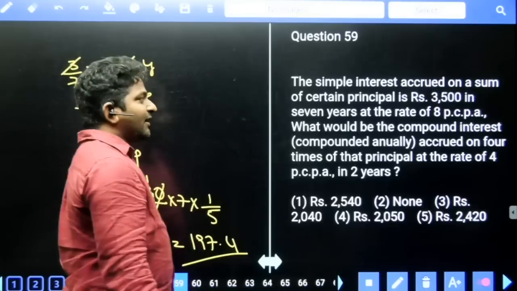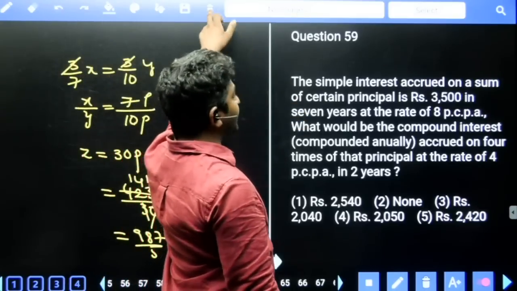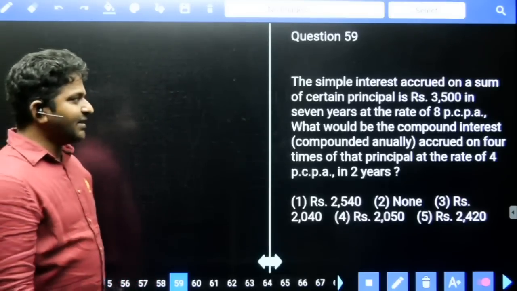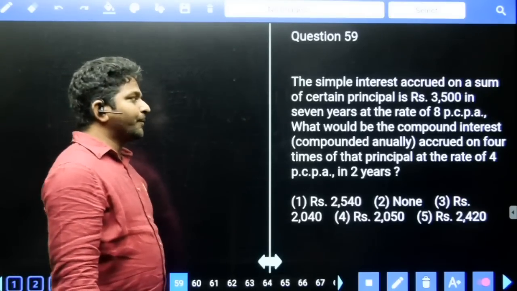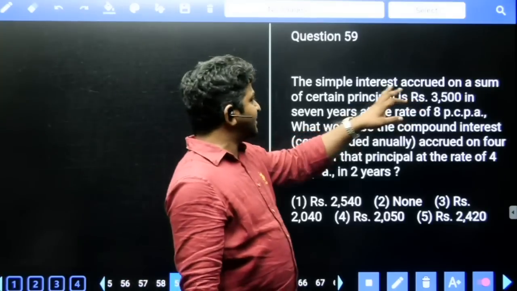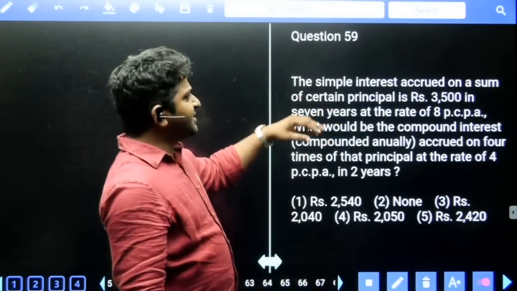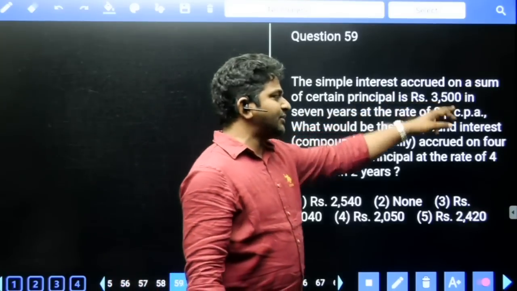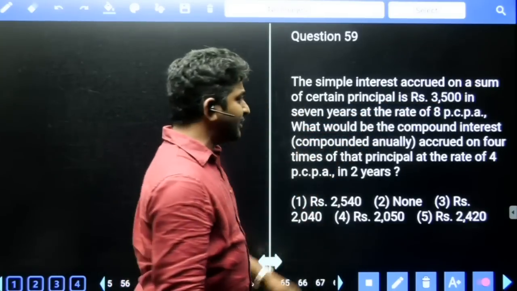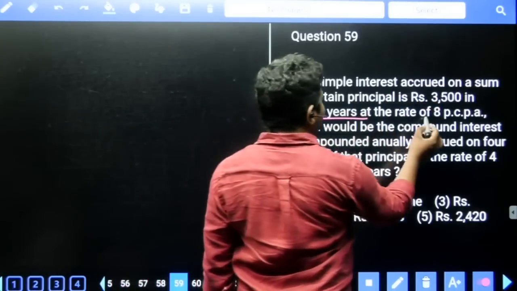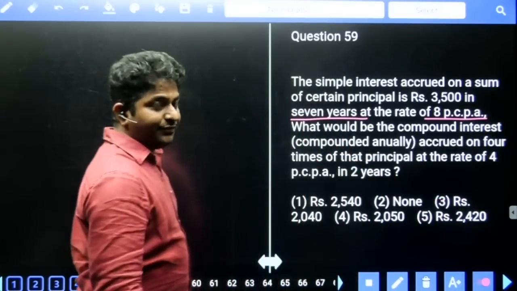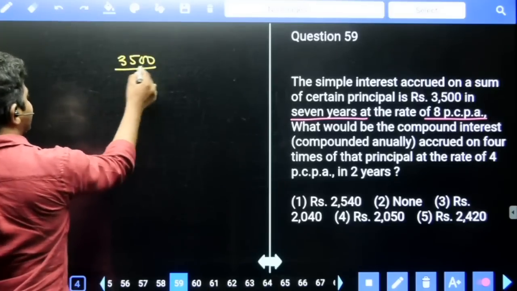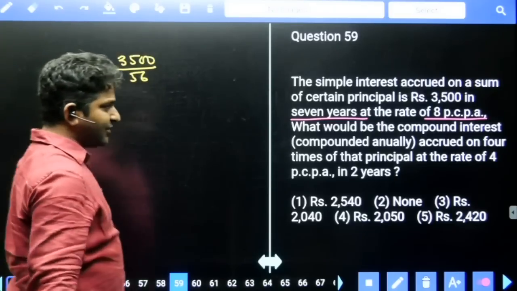The simple interest accrued on a sum at a certain principal is 3,500 in 7 years at the rate of 8% per annum. So 3,500 is the simple interest, and in 7 years at 8% per annum, that is equal to 56 percentage. So 3,500 is equal to 56%. 1 percentage is equal to this much.